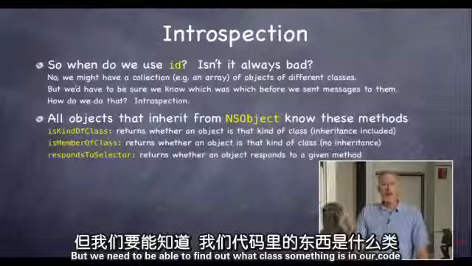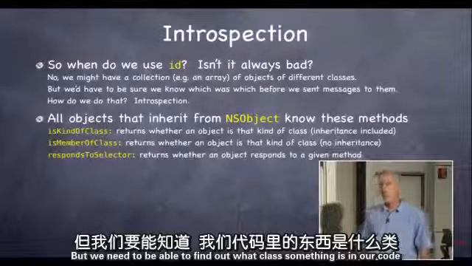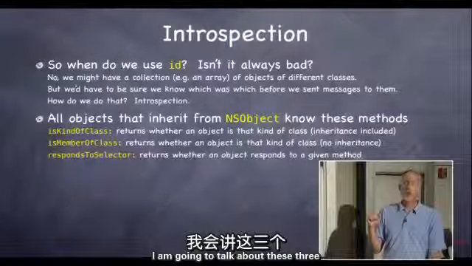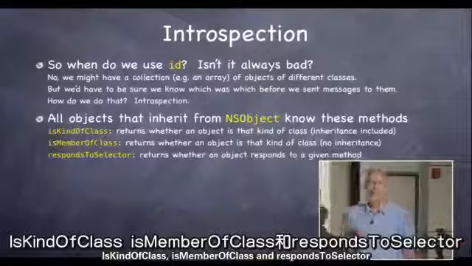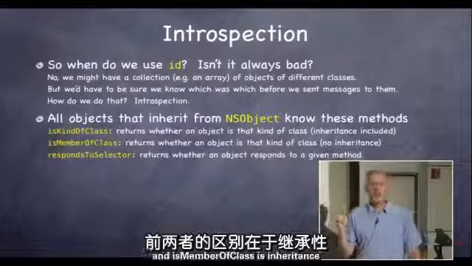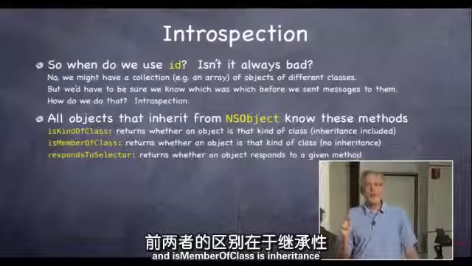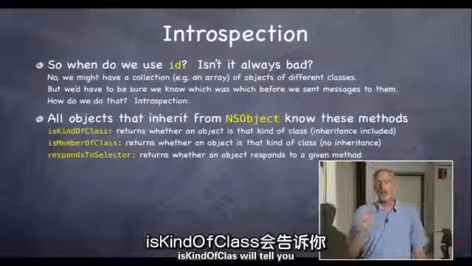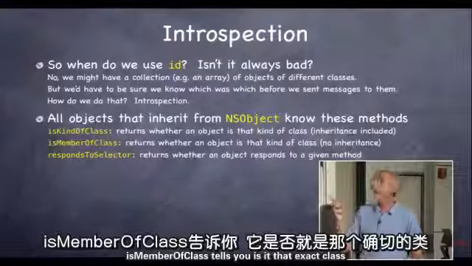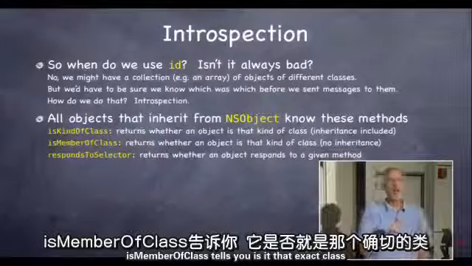But we need to be able to find out what class something is in our code, of course. And so there are a few methods to do this. I'm going to talk about these three: isKindOfClass, isMemberOfClass, and respondsToSelector. The difference between isKindOfClass and isMemberOfClass is inheritance. isKindOfClass will tell you if it's that class or if it inherits from that class. isMemberOfClass tells you, is it that exact class?